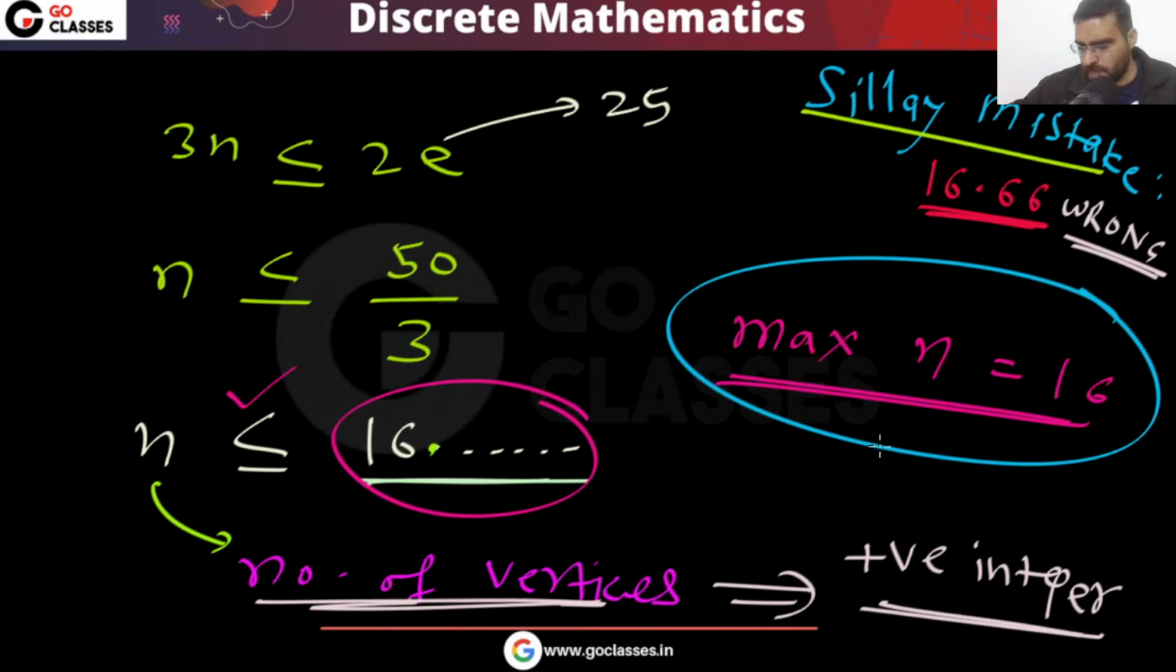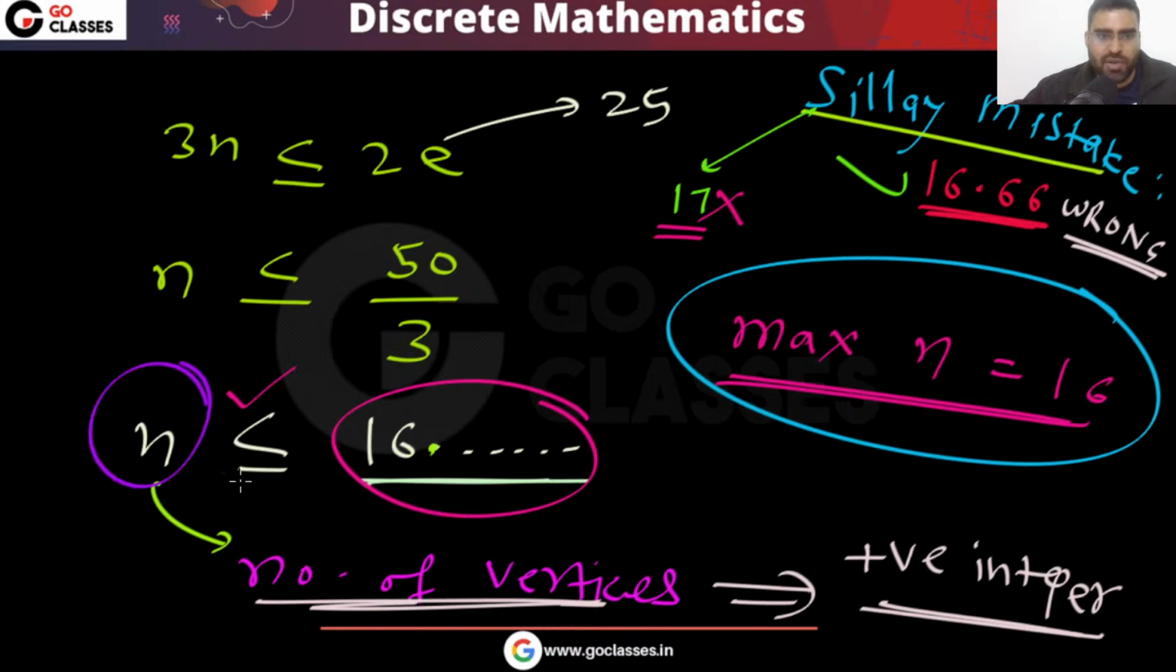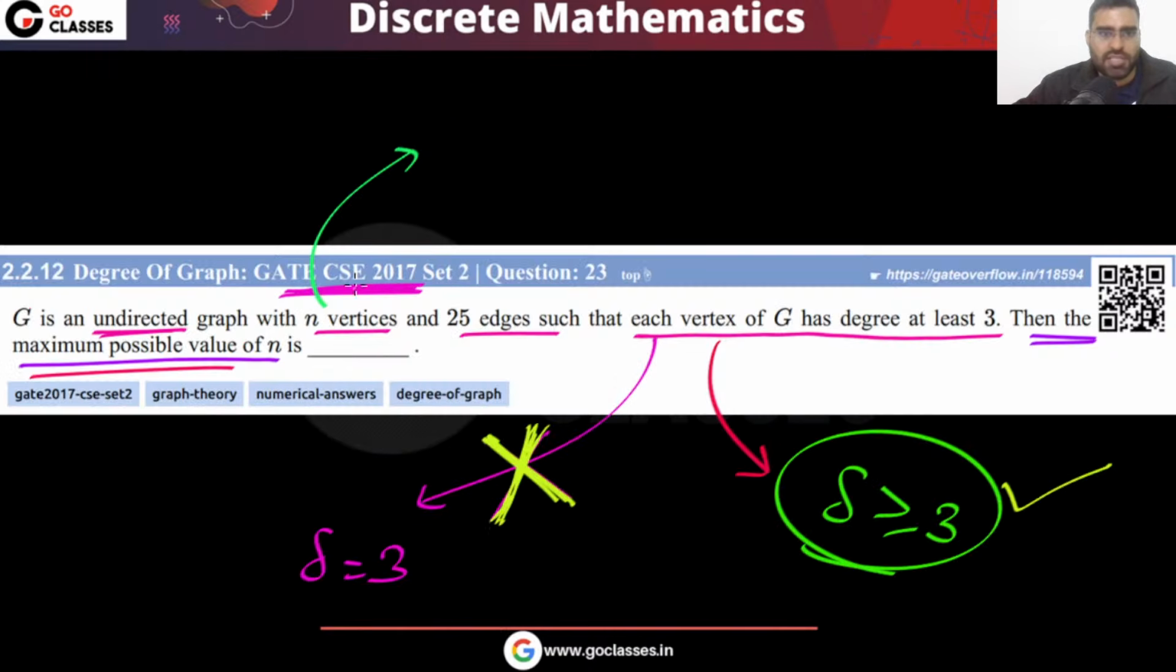So this must be 16. The answer will be 16. Another silly mistake will be 17, because remember n is less than or equal to this. If I put n equal to 17, is this equation making sense? 17 is less than or equal to 16 point something? No, this is not correct. So finally, the answer for this question will be 16.